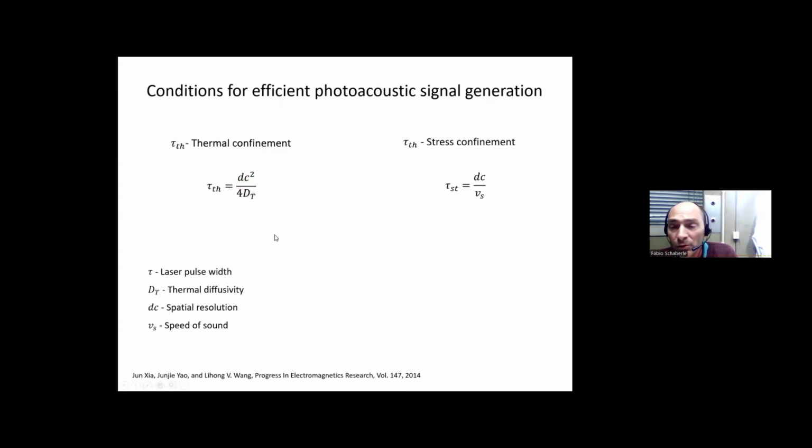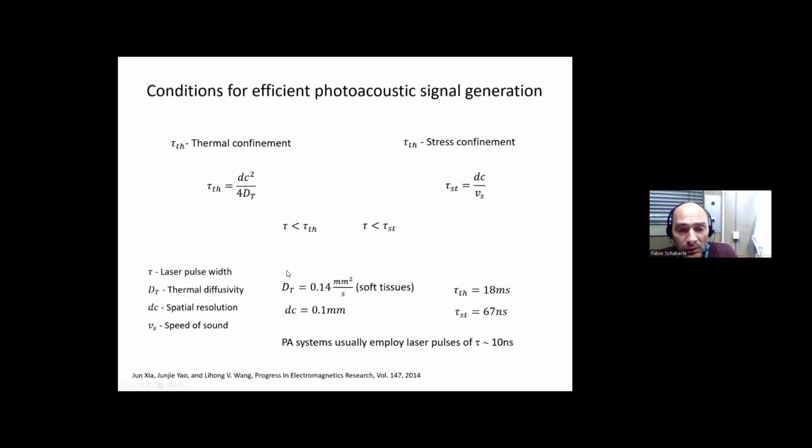The other condition is the stress confinement that depends on the speed of sound. That means when the heat is being released, the pressure wave stays confined in that volume and does not propagate through the volume. So these two conditions mean that you should have a pulse laser with a shorter time than the thermal confinement or stress confinement. So this is the best condition for photoacoustic generation.